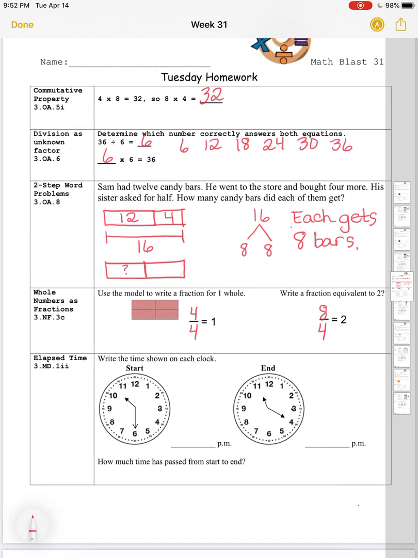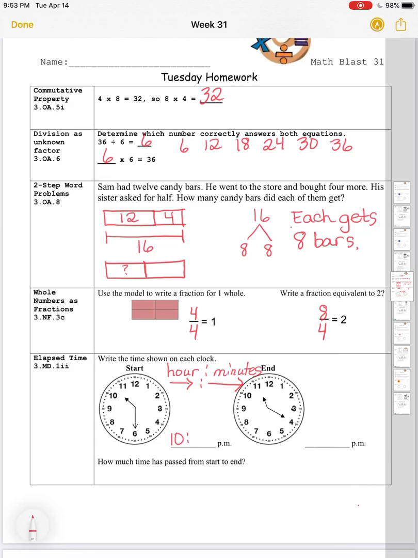Elapsed time. Write the time shown on each clock. So here, again, when we're talking about time, time is told with hours and minutes. I look at the shorthand to determine the hour and the longhand to determine the minutes. So as for the start time, let's look at the shorthand, and I notice that it is past the 10, but not quite to the 11. So we're still in the 10 o'clock hour.